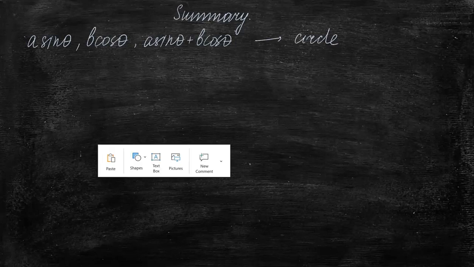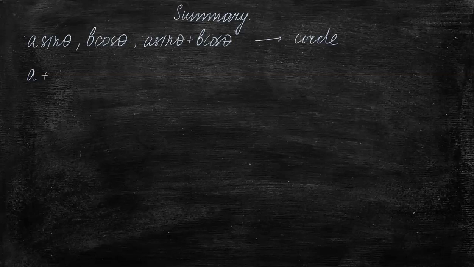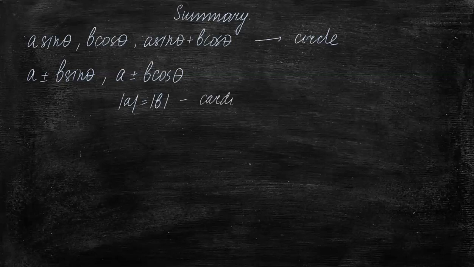or a sum of the two, will be some circle. Anything that looks like this, so a number plus minus b sine theta, or a number plus minus b cosine theta. So the graph of this will depend on the relation between the a's and b's. So if the two are the same in the absolute value, then you're going to end up with a shape called cardioid.